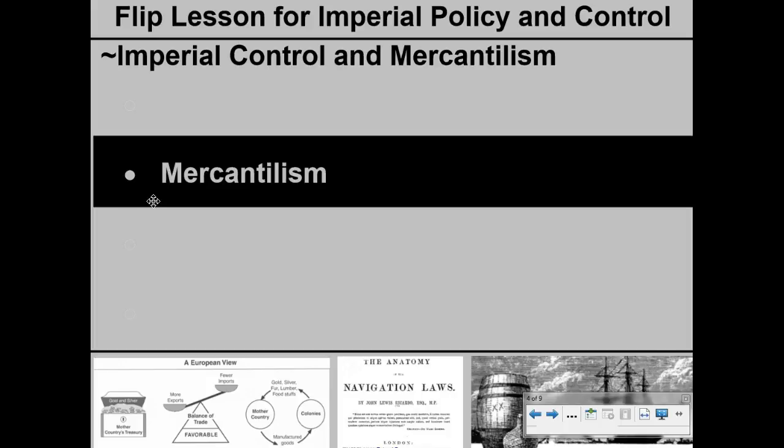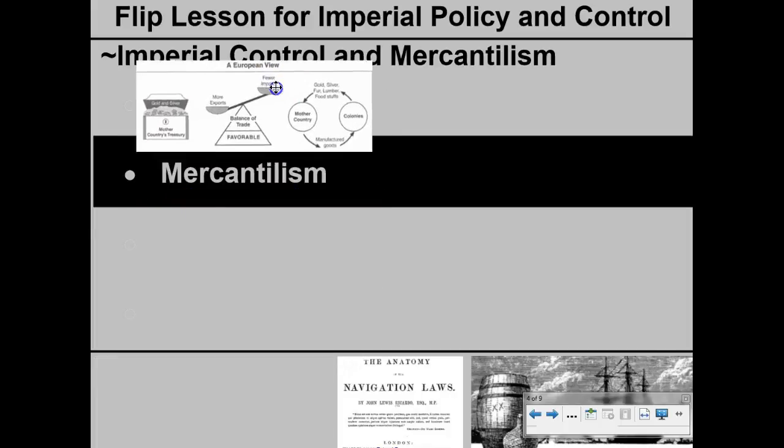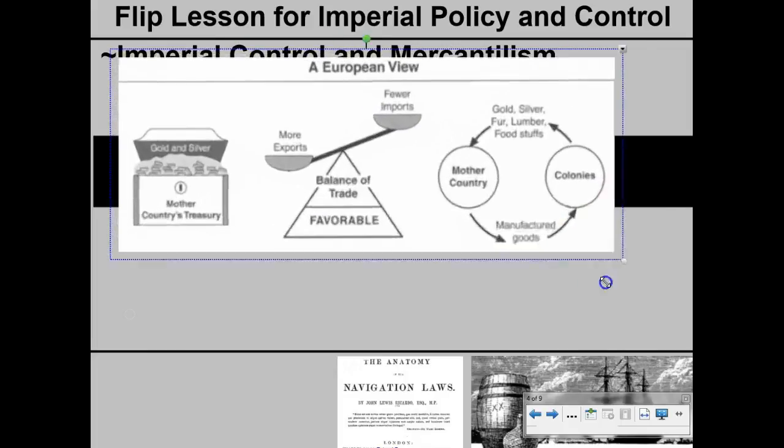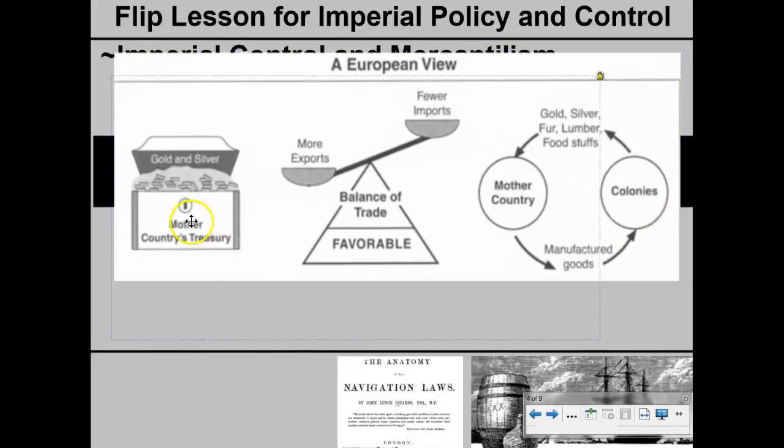So you're always trying to make money. You're always trying to export more than you import, which means sell more than you buy, because you want to increase your wealth. And all this wealth is going to lead to military and economic strength. So in the mercantilist system, as we grab this chart here and take a look at it, we can see a couple things we already know.